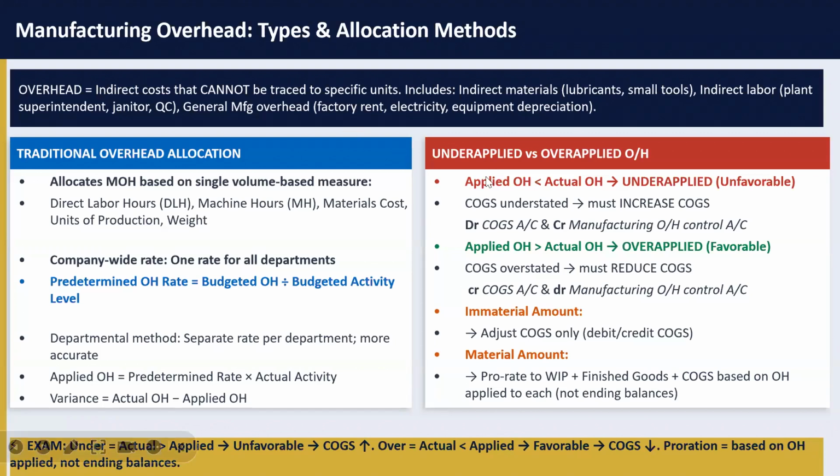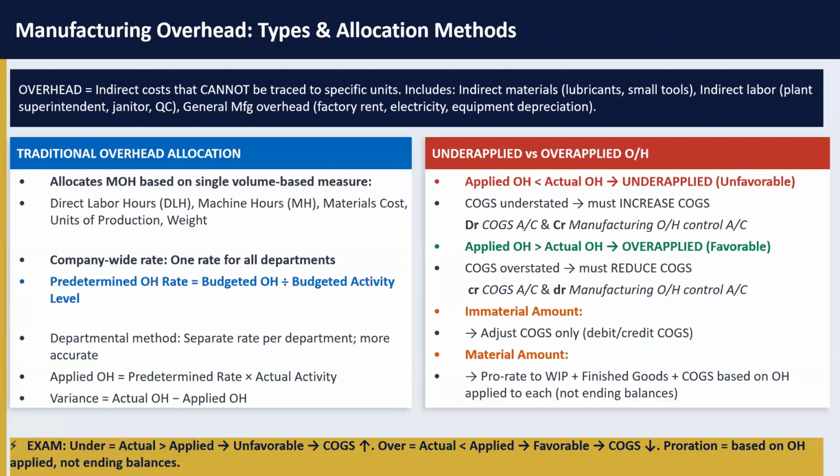So you will have to read this twice or thrice. Then you will understand the logic. It's very simple. For under applied overhead, COGS will be understated. You will have to increase it, and net income reduces. If it is over applied, COGS is overstated. You will have to reduce your cost of goods sold. Then your net income will increase.